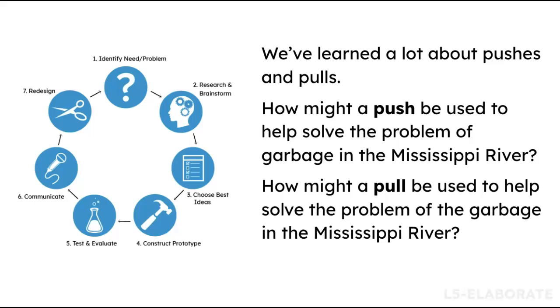In the Elaborate portion of this lesson, you will return to the engineering design cycle. You will say to students, we've learned a lot about pushes and pulls. How might a push be used to help solve the problem of garbage in the Mississippi River? How might a pull be used to help solve the problem of garbage in the Mississippi River? This section includes an opportunity to utilize a differentiation strategy. If you made a chart of student ideas for how to clean up a river in the Engage, you can review it now.